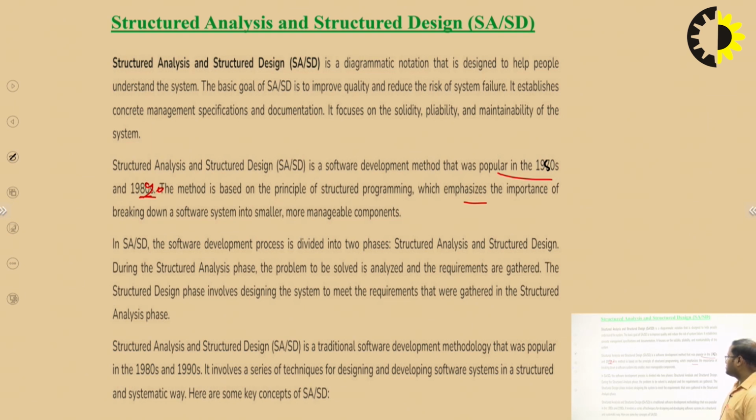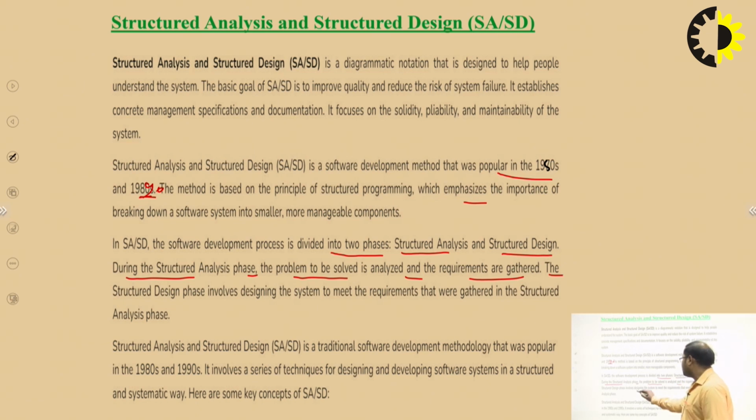In SASD, the software development process is divided into two phases, the structure analysis and the structure design. During the structure analysis phase, the problem to be solved is analyzed and the requirements are gathered. After gathering the requirements, the problems are analyzed. The structure design phase involves designing the system to meet the customer requirements that were gathered in the structure analysis phase.